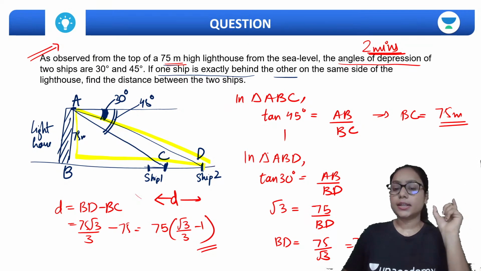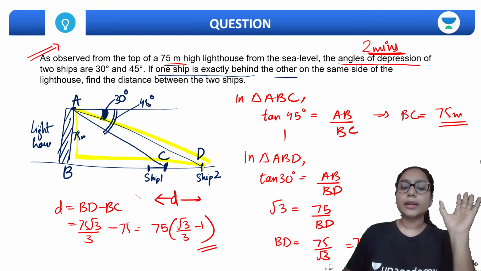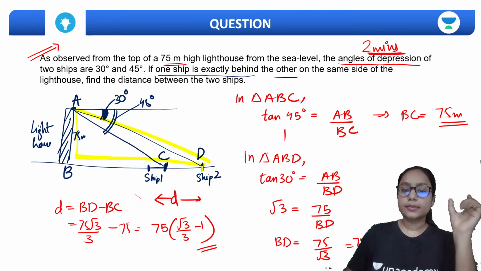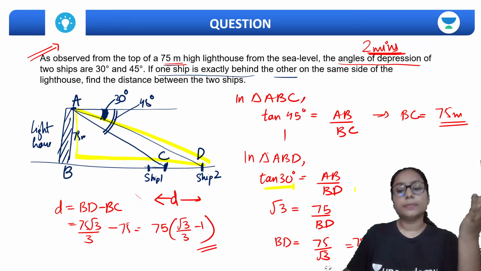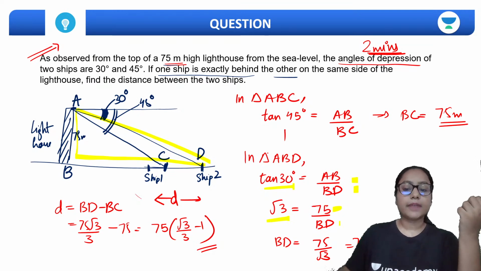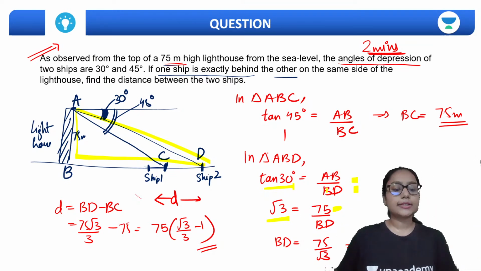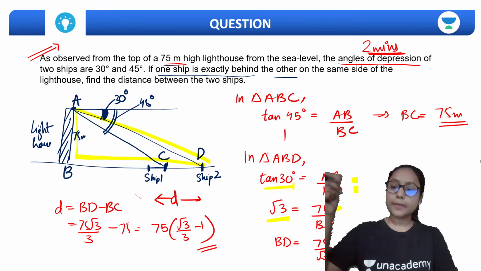I have to find the length of BD, so the tan 30 trigonometric ratio will be used. What is angle ADB? It will be equal to 30 degrees. So I have used tan 30, which is AB upon BD. Tan 30 is 1 upon root 3, AB is 75, and you can find BD using this information. Alright, Amay, is this clear?